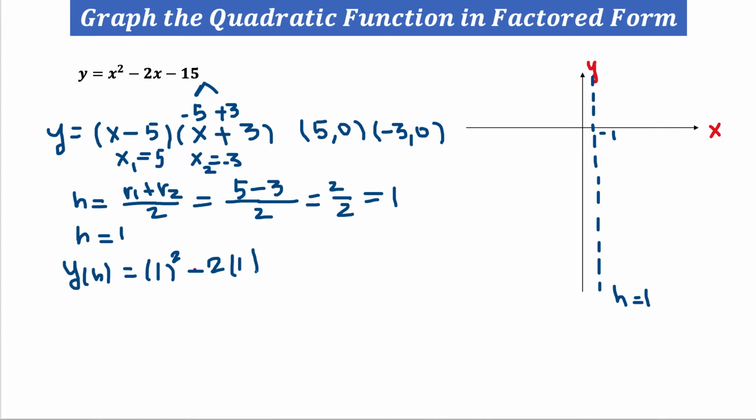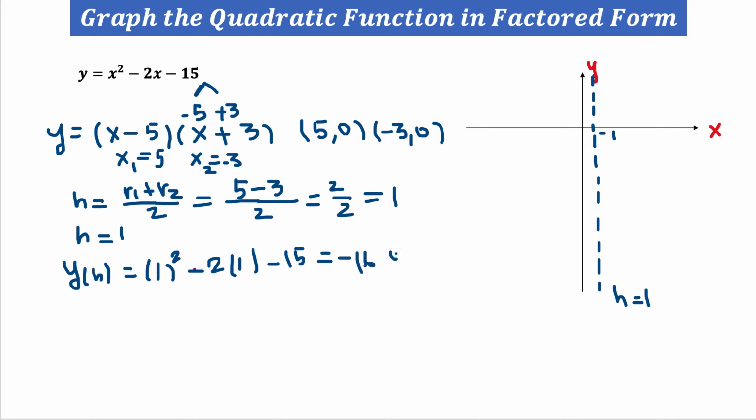And the constant is minus 15. I will write here minus 15. And now I'm going to calculate everything. 1 squared is 1, minus 2 times 1 is minus 2, minus 2 plus 1 is minus 1, and minus 15 is minus 16. So this is minus 16.